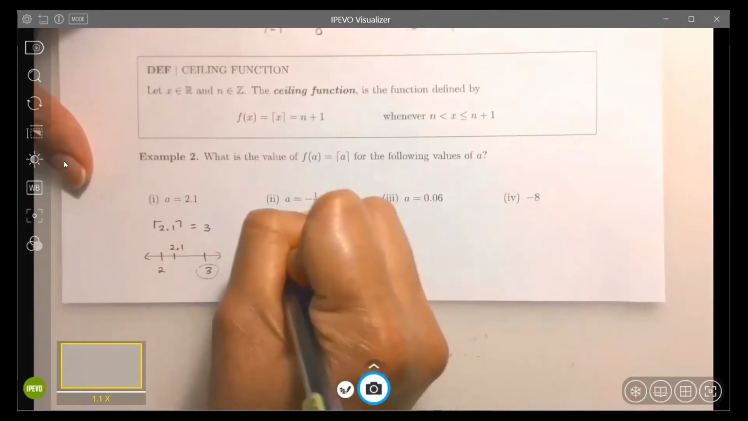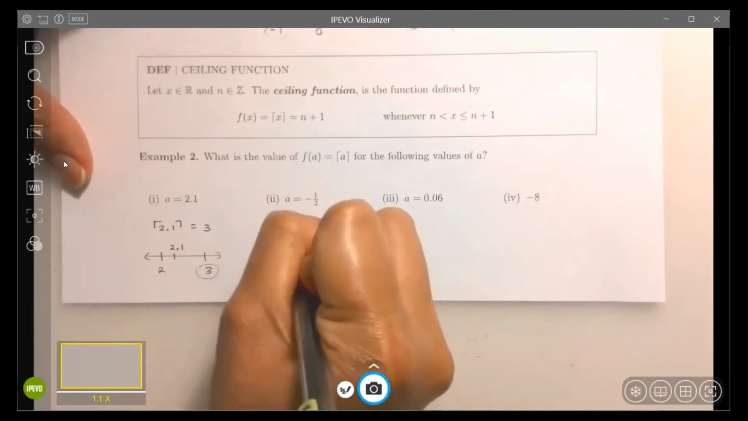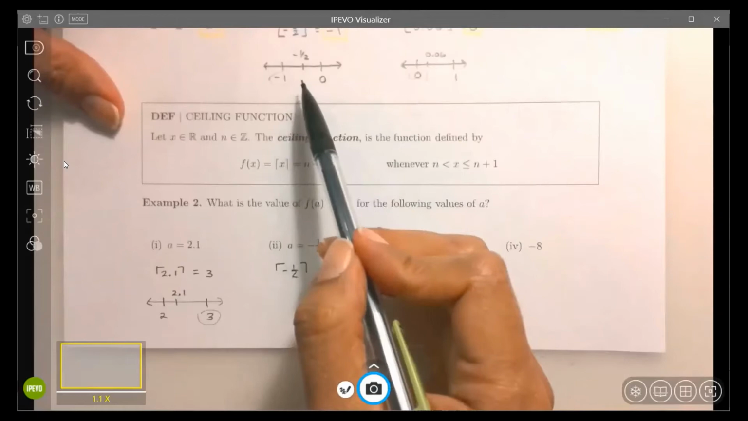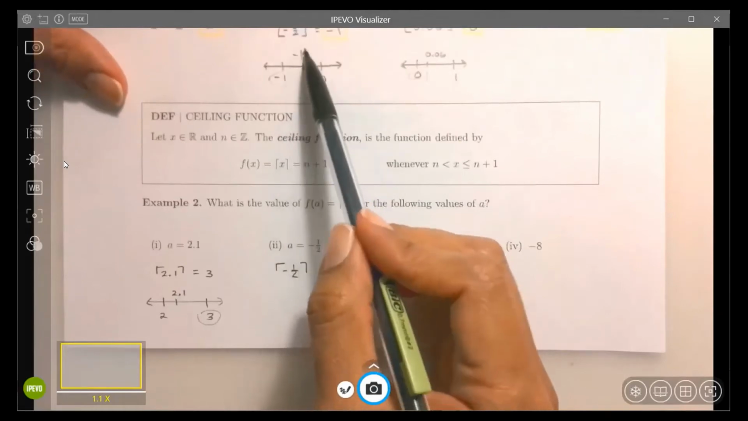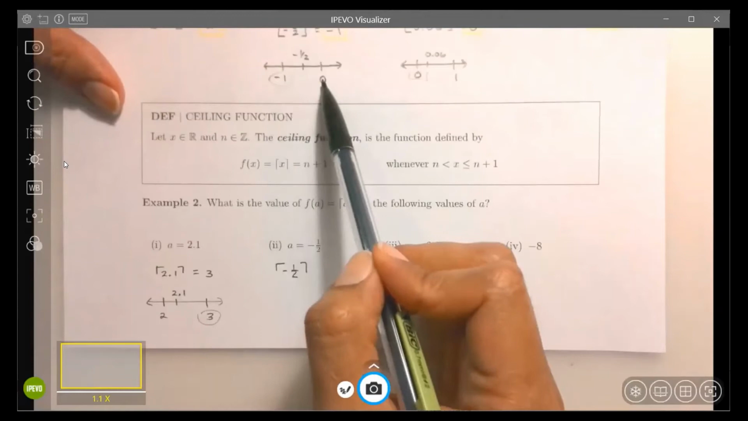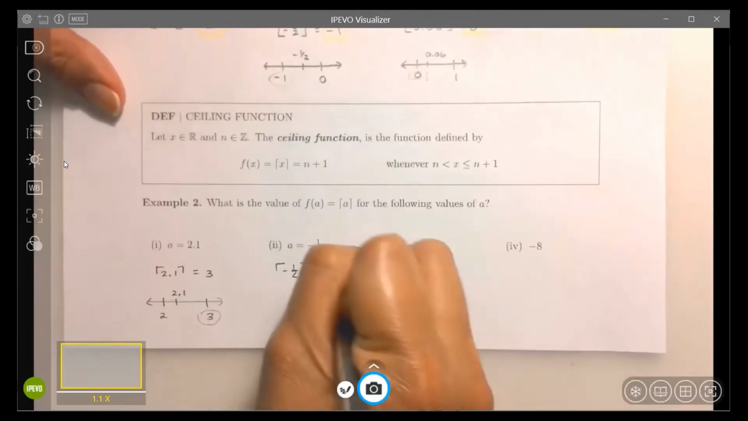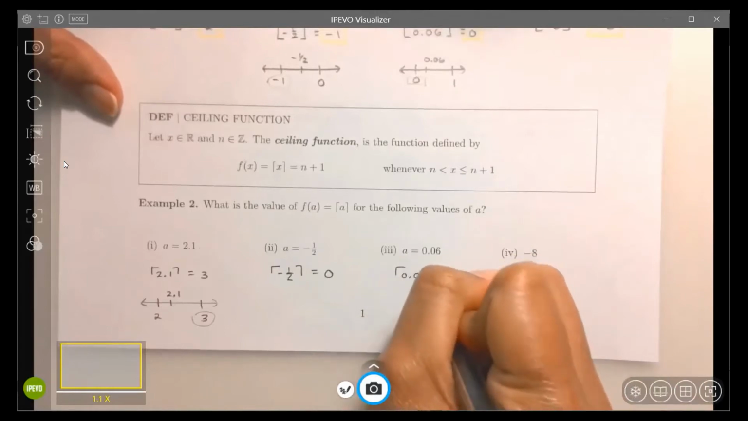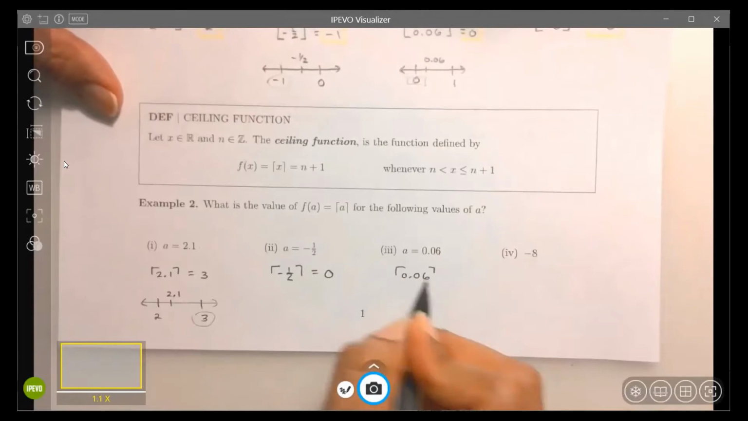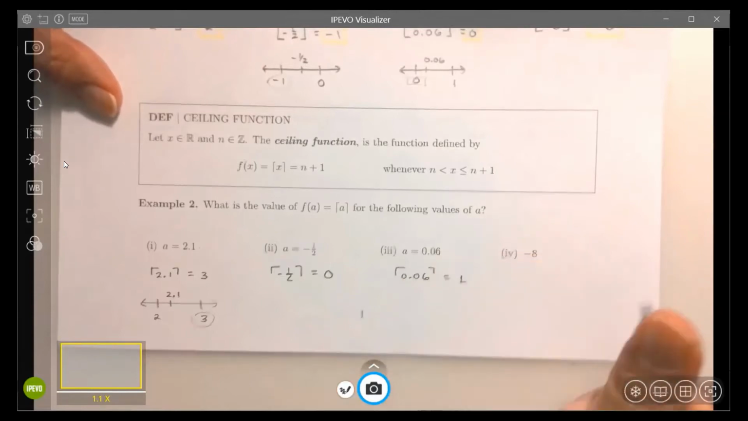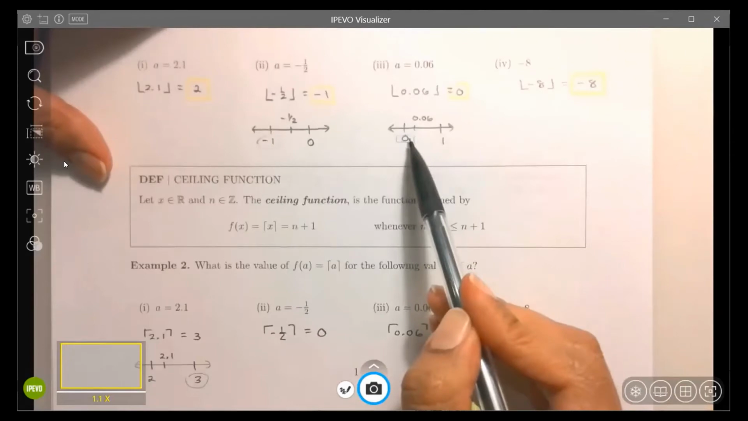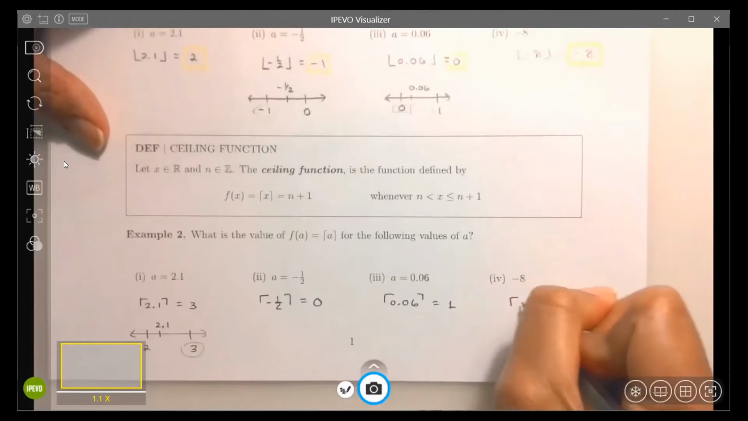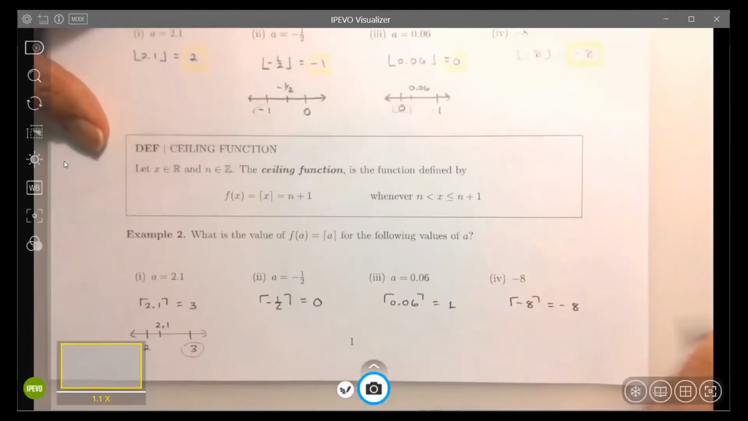The ceiling for -1/2, again, if we refer back to our little number line that we drew in the previous example, -1/2 is found between -1 and 0. So that means that the upper bound for it would be 0. The ceiling for 0.06 would be 1, because 0.06 is found between 0 and 1. So now we take the next integer. And the ceiling of -8 would still just be -8.